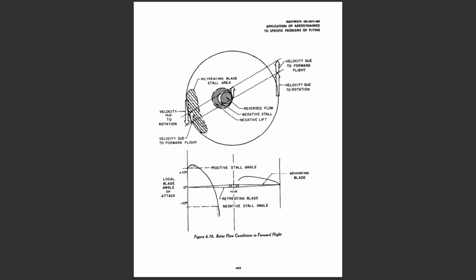Recovery from a stalled condition can be effected only by decreasing the blade angle of attack below the stall angle. This can be accomplished by one or a combination of the following items depending on severity of the stall. 1. Decrease collective pitch. 2. Decrease airspeed. 3. Increase rotor RPM. 4. Decrease severity of accelerated maneuver or control deflection.